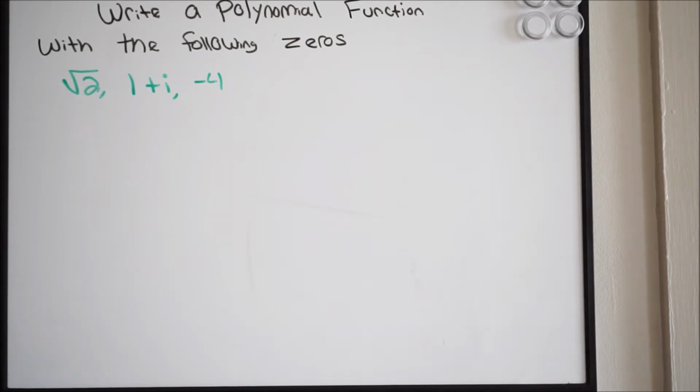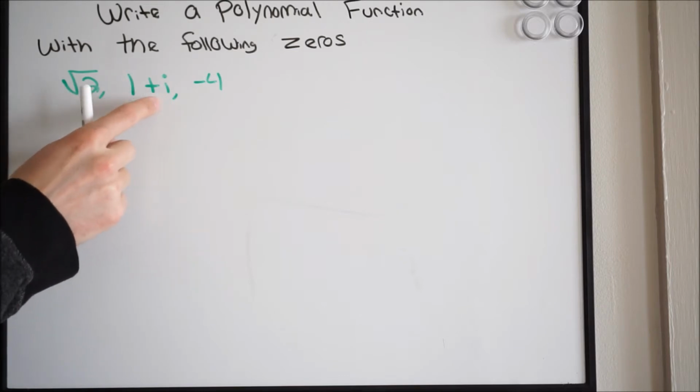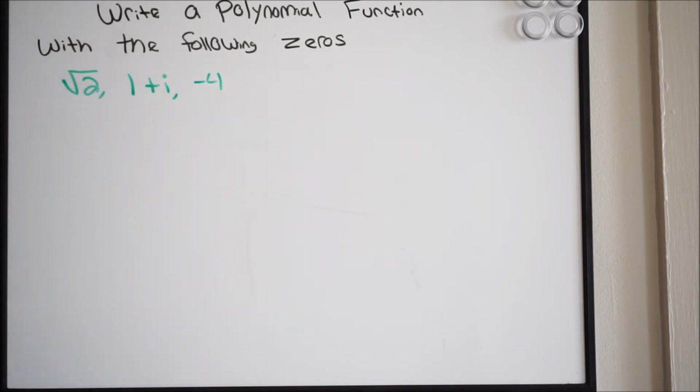Okay, so we can see here that we have a square root of 2. And then we have this complex number here, 1 plus i, okay? And then we have negative 4. Well, in order to do this, remember that the zeros come from when you're factoring, right? So in order to get the polynomial function here, we need to put these back into factored form.